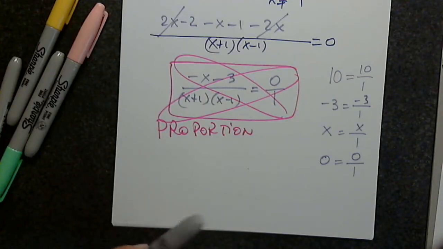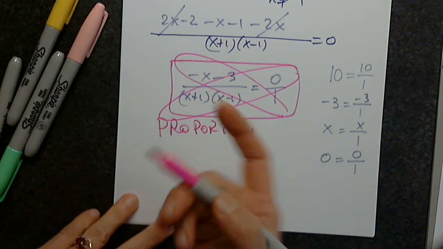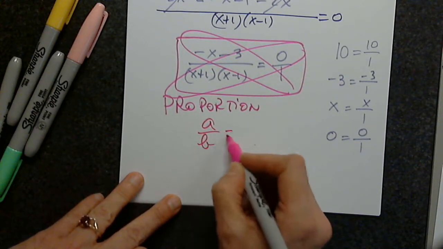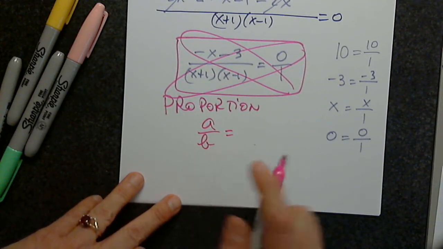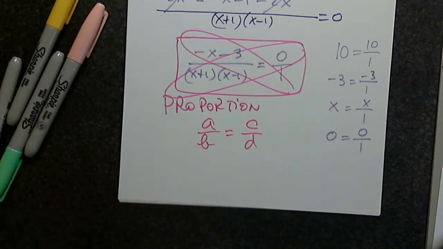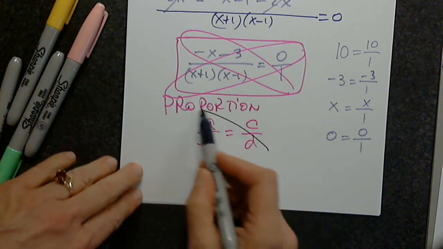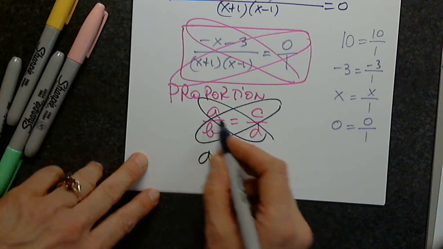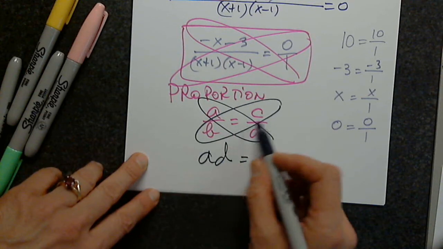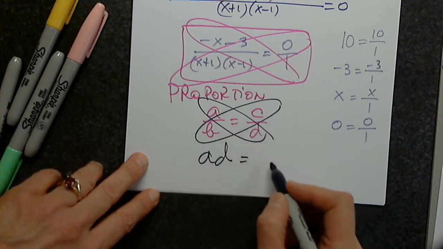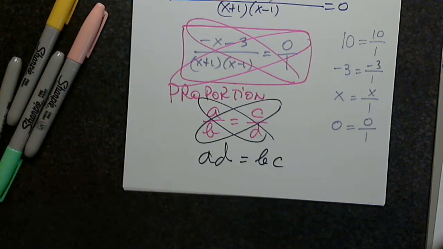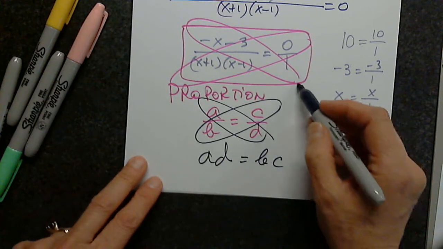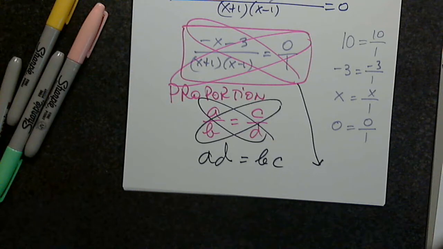What does a proportion mean? It means one fraction on the left-hand side of the equal symbol in the middle, and one fraction on the right-hand side of the equal symbol. This is a proportion. And a proportion allows us to write A times D equals B times C. Very good.